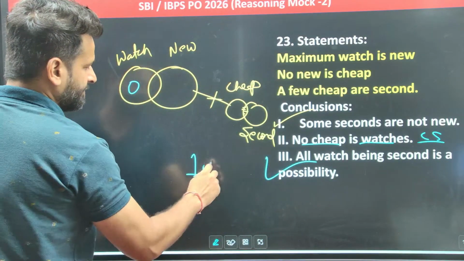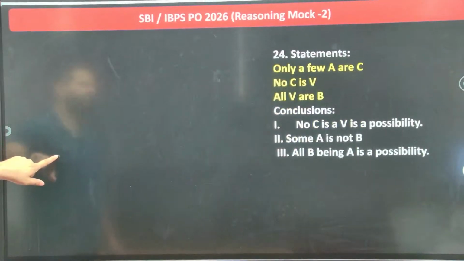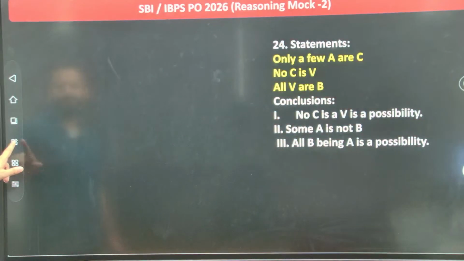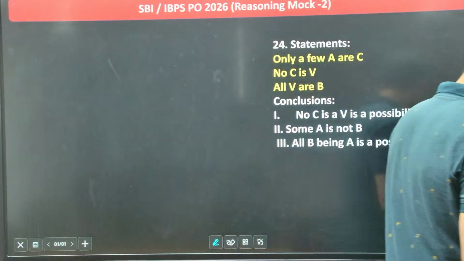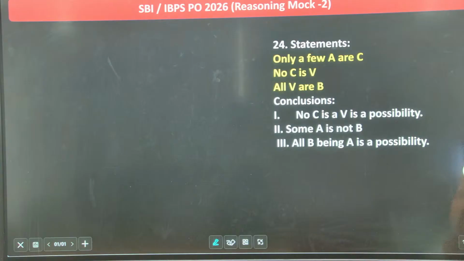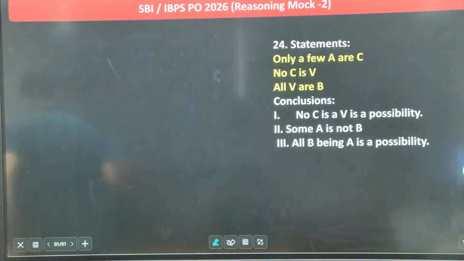So you are right. First and third conclusions will follow. Your answer was right. But the second conclusion you are saying is wrong? No, that was not wrong. That was doubtful. However, it will not follow. Only DT, definitely true conclusions, they follow.